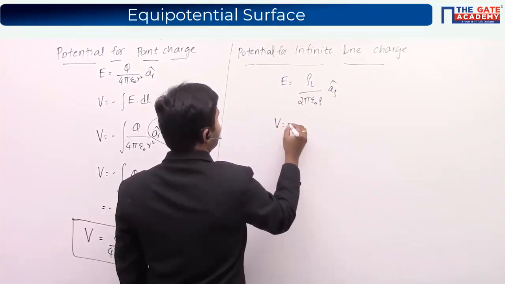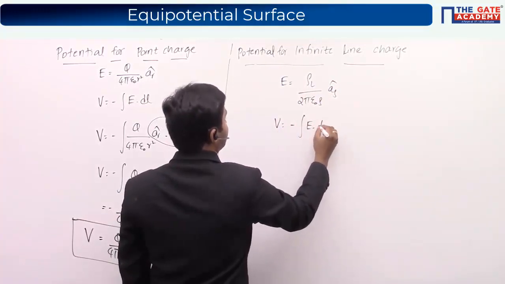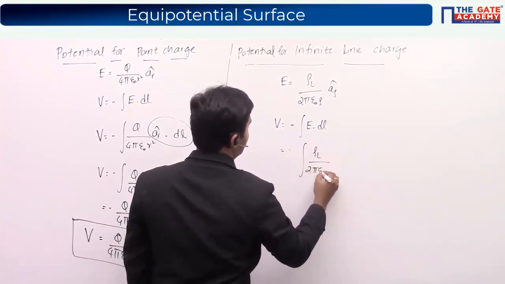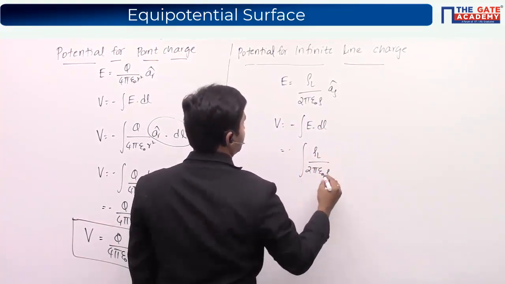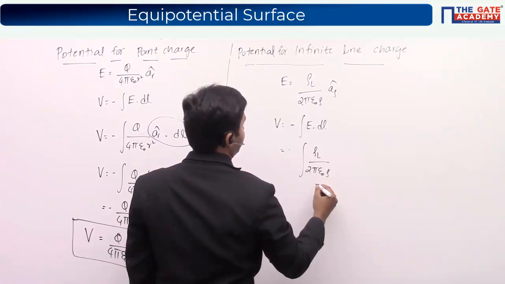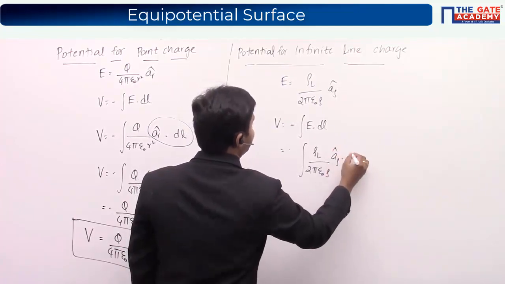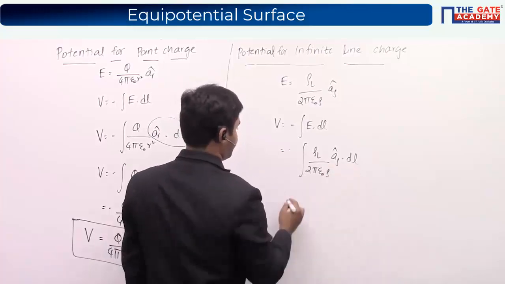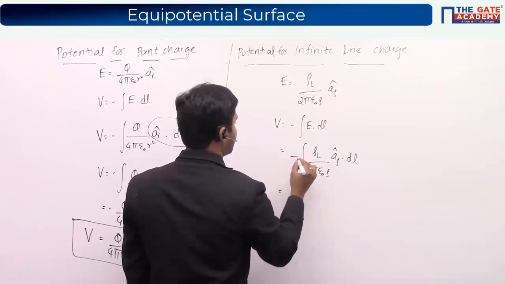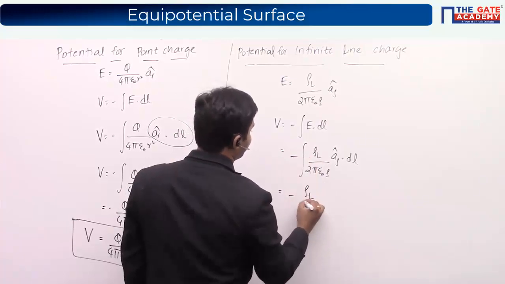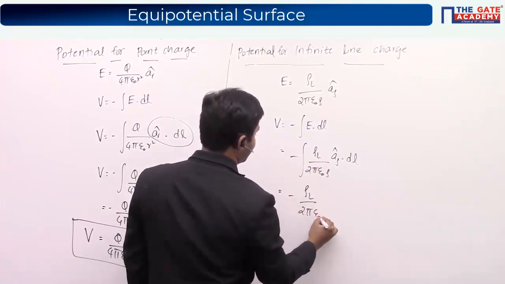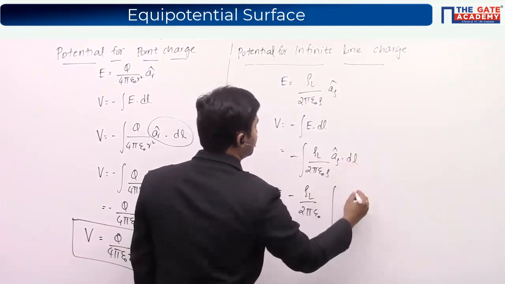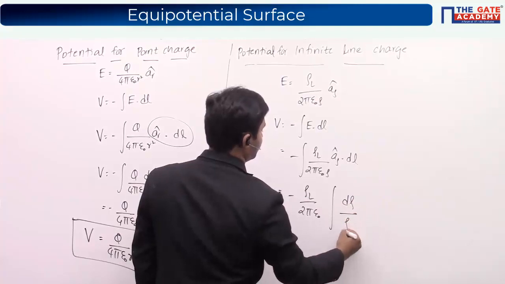So the potential is given by minus integral of E dot dl, so minus integral of rho_L divided by 2 pi epsilon naught rho, a_rho dot dl. The minus is already there, so rho_L divided by 2 pi epsilon naught will come outside. So a_rho dot dl is going to become d rho by rho.